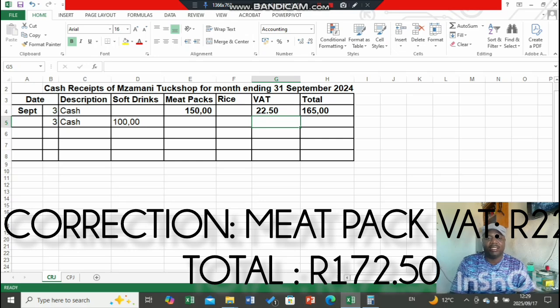22.50. There it is. So the price will be 175. It is the next transaction that made me realize the mistake. 100 rand, because if you say what is 100 rand plus 15%, it's going to give you 15 rands, and then the price will be 115.